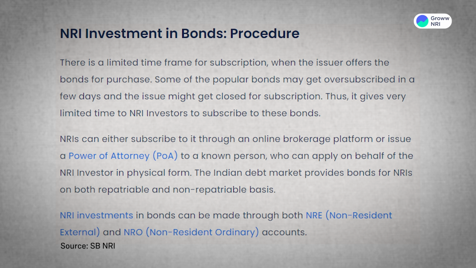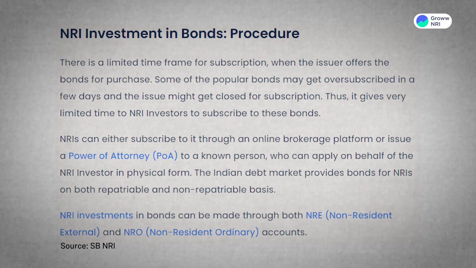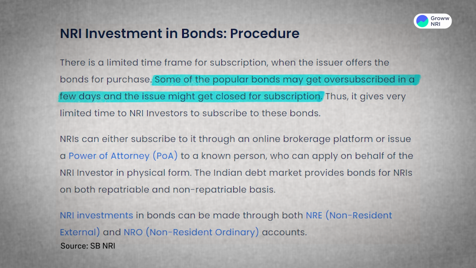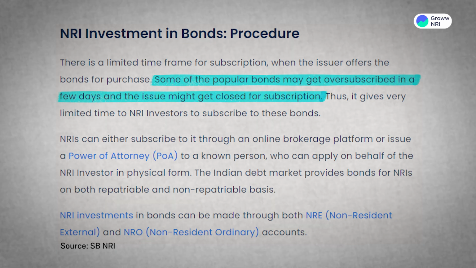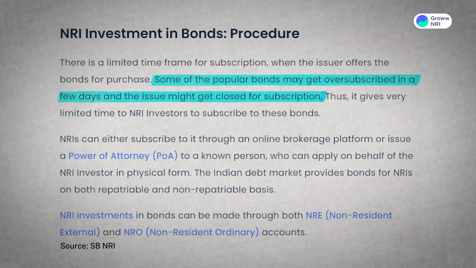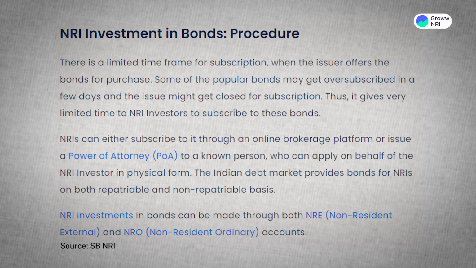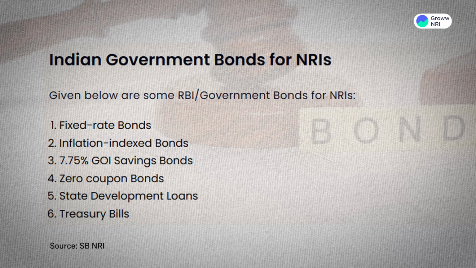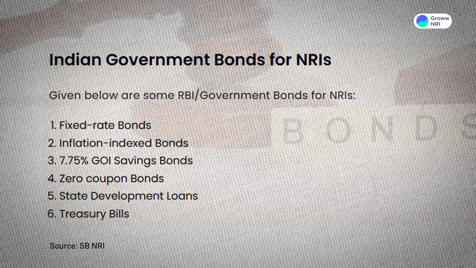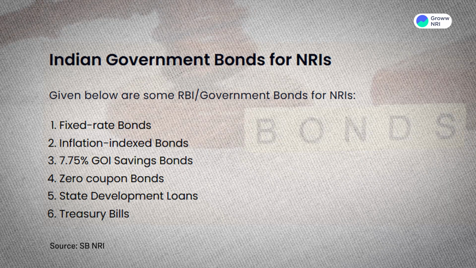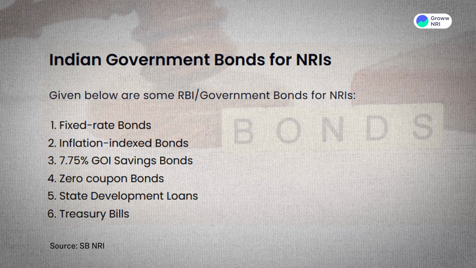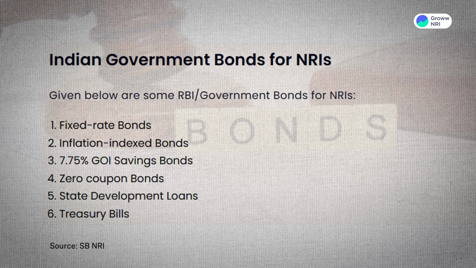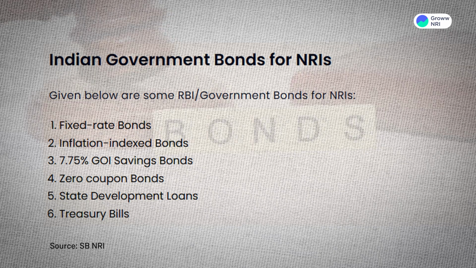Since you're abroad, you may or may not be keeping track of the developments in the country at all times. Some bonds, when issued, might be popular and thus will be quickly subscribed by others before you get the chance. This is one of the major reasons for giving the POA to someone who resides in India. The different types of government bonds you can invest in include the likes of fixed rate bonds, inflation-indexed bonds, 7.75% GOI savings bonds, zero coupon bonds, state development bonds, and treasury bills.